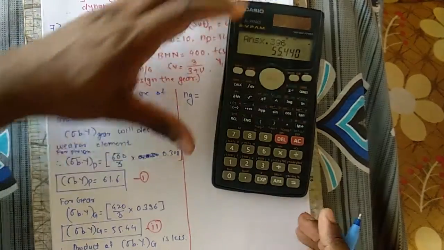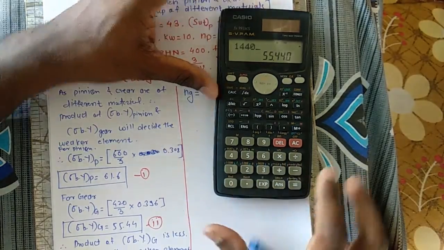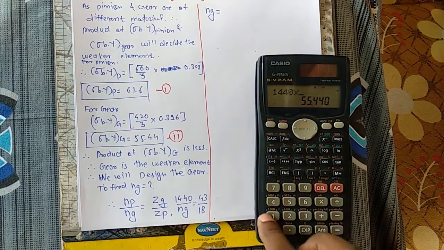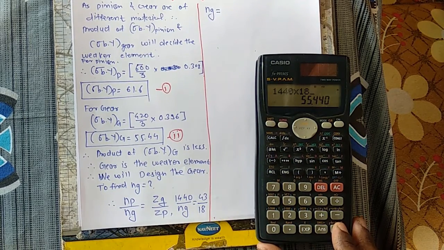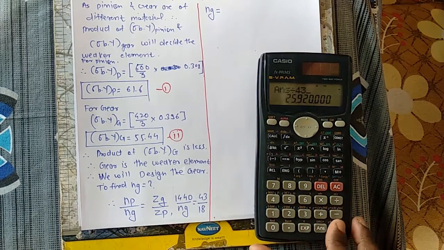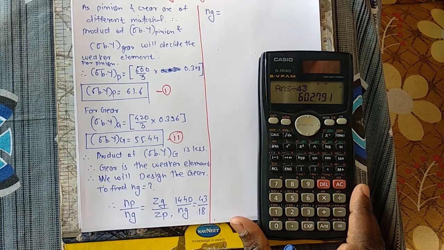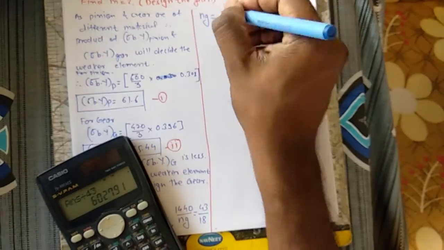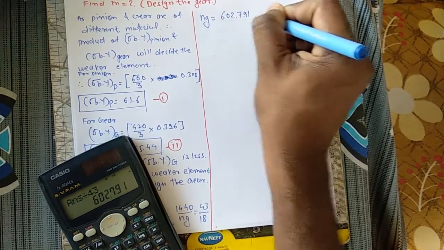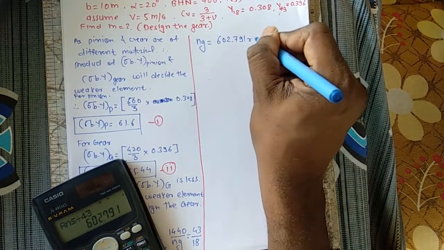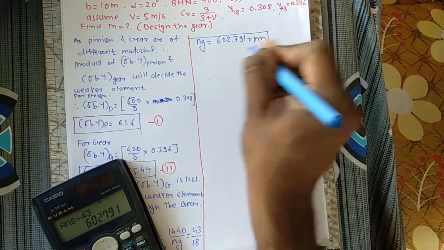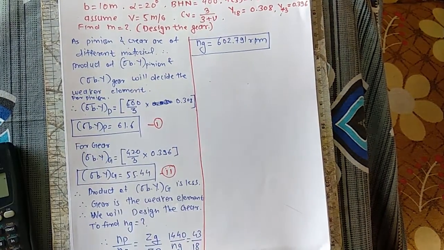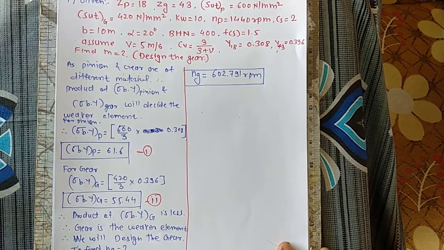So that is equal to 1440. So here I will calculate 1440 into 18 and divide by 43 into 18, divided by 43. So here RPM of gear is 602.791. This is nothing but what? RPM of gear. Now we got the RPM for gear as 602.791.